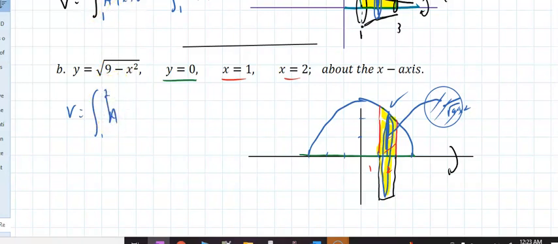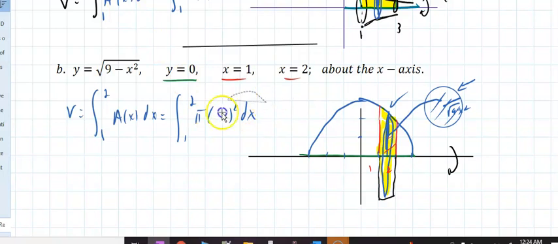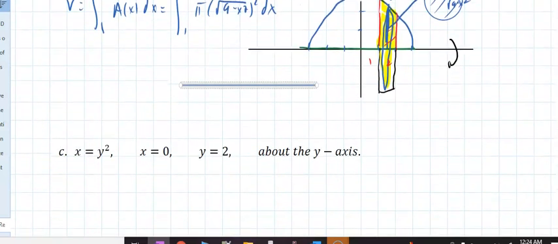of the area, from 1 to 2 of that area dx. Or simply 1 to 2, well, the area of this is pi times the radius squared dx, and the radius happens to be simply nothing more than the function itself. So if it's not a washer, it's really easy to get. And if you square this and integrate, that should find you that volume. Next problem.